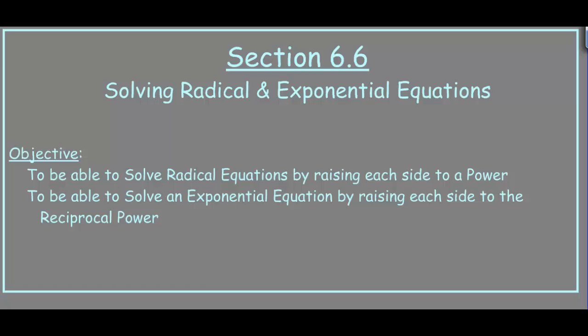Hopefully you feel a little bit better about solving radical equations and exponential equations, dealing with the idea of raising each side to a power.